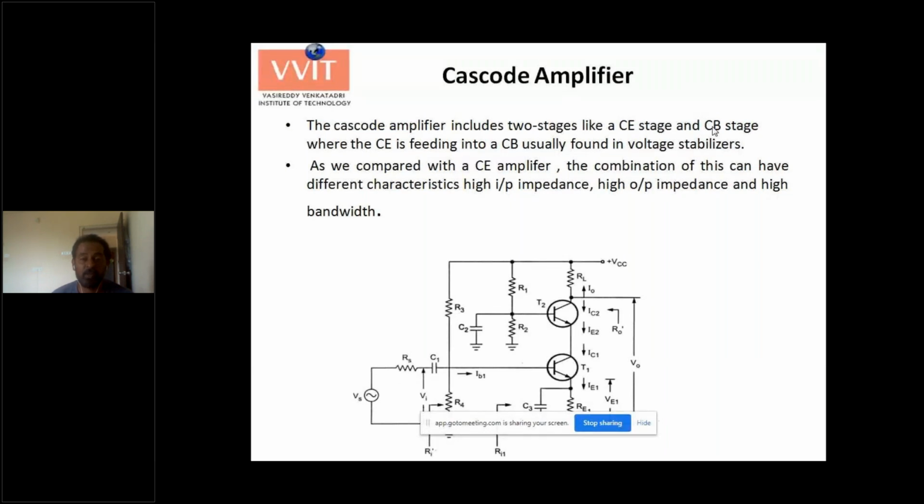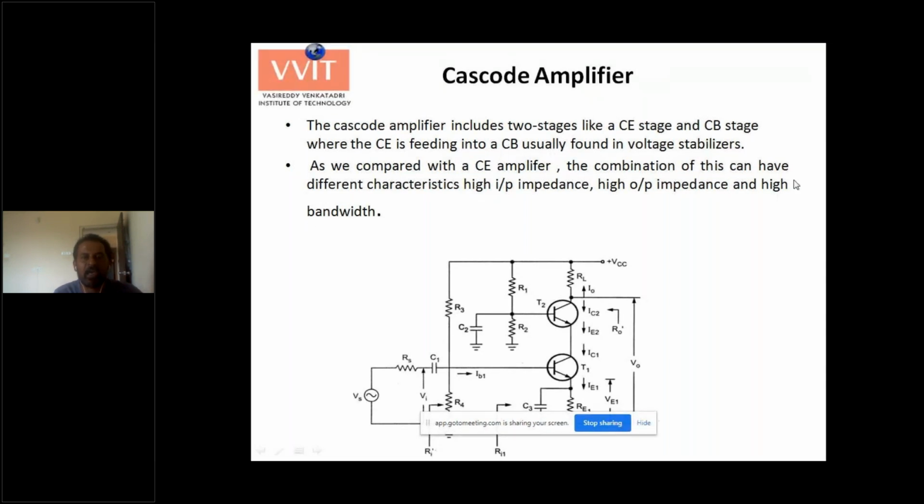Why is it preferred? What are its characteristics? It gives you high input resistance. Sorry, it's not like that. CE input resistance is moderate, not large. At least it comes around 1 kilo ohm or so. Once CE is followed by CB, CB has high output resistance. So I get moderate input resistance and high output resistance.